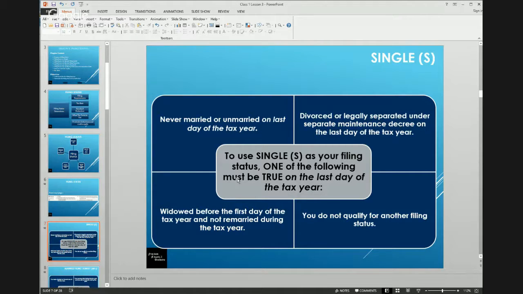If you're divorced or legally separated under a separate maintenance decree on the last day of the tax year, you can file as single. If you are widowed before the first day of the tax year and you had not remarried during the tax year, you would file as single.